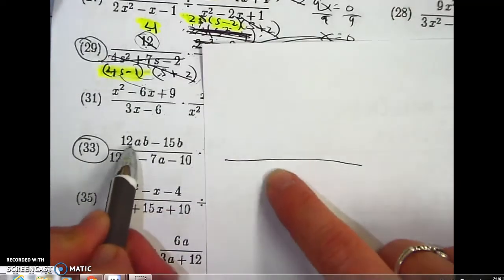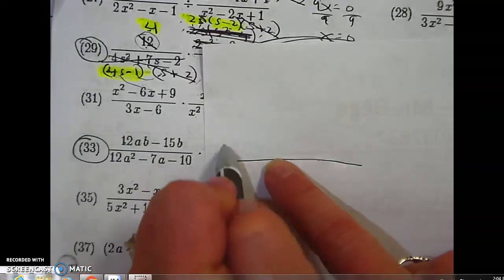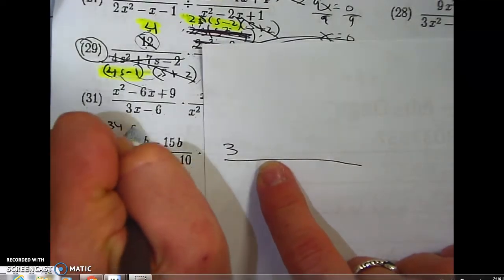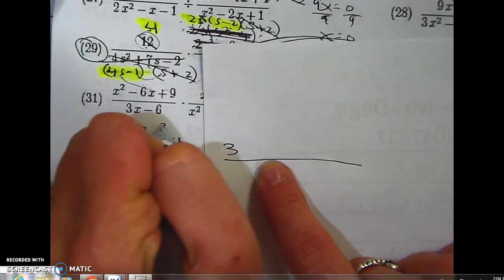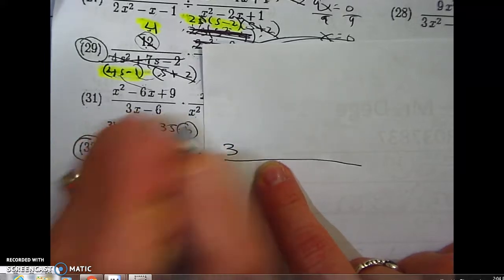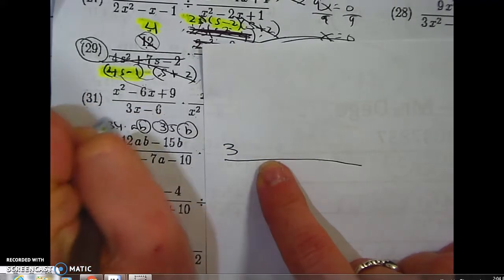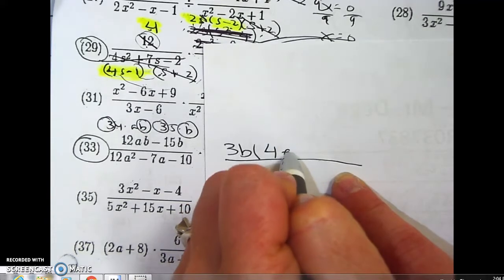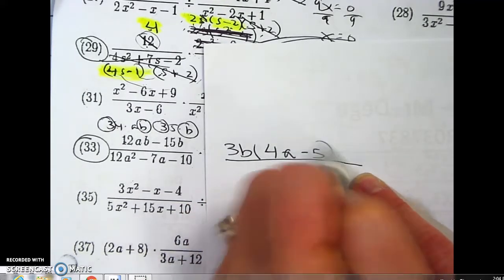I can see that for 12 and 15, 3 divides. I guess I can do this over here. So this would be 3, 4, A, B. And this is 3, 5, B. So they both have a B, and they both have a 3. So I'm going to take out a 3B, and I'd be left with 4A minus 5.